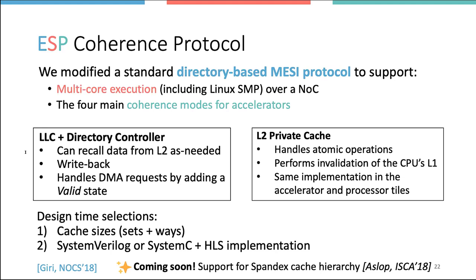The ESP L2 cache can be instantiated in both the processor and accelerator tiles. It handles all of our atomic operations and interfaces with the L1 that comes with our supported CPUs. At SoC design time, the cache sizes can be configured, and we also have two different implementations of the caches to select from. The SystemVerilog version is more optimized, but the SystemC plus high-level synthesis version is a more friendly starting point for those wanting to perform some experiments or maybe conduct their own research on cache coherence. And one exciting note is that thanks to the work of our friends at UIUC, we'll soon have a cache hierarchy with support for Spandex, their flexible heterogeneous coherence interface.